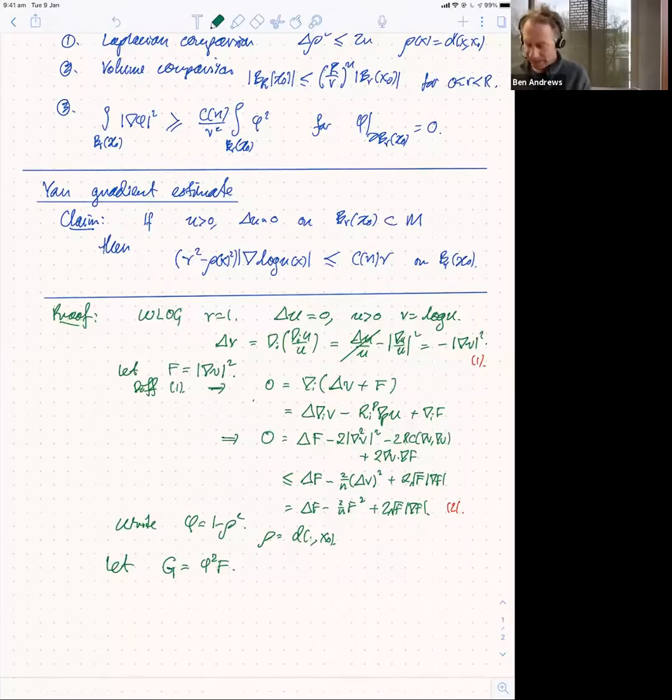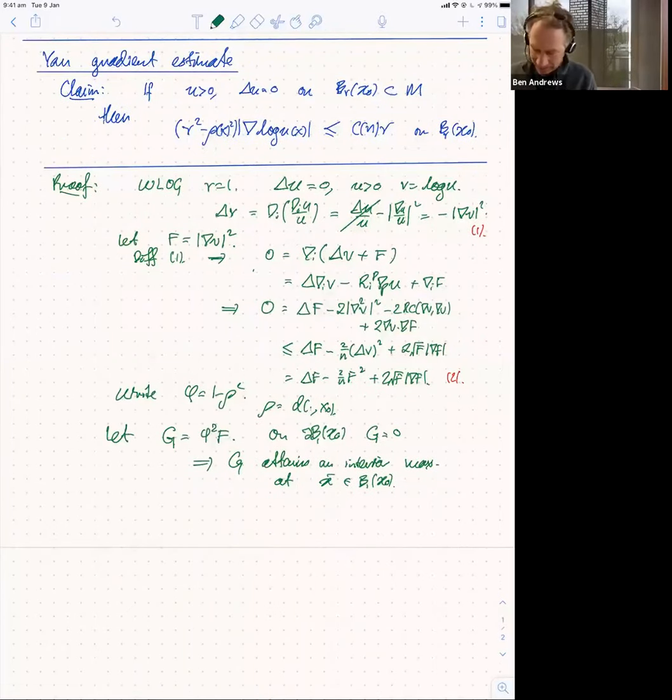Now the nice thing about this is that on the boundary of the ball, in other words, in this case r is 1, right? So on the boundary of the ball, we have g is 0. So that means we know that g attains an interior maximum somewhere, unless it vanishes, of course, which is a trivial case. So let's say this happens at some point x bar in B1. Okay, and then the rest of the computation is just looking at what happens at x bar.